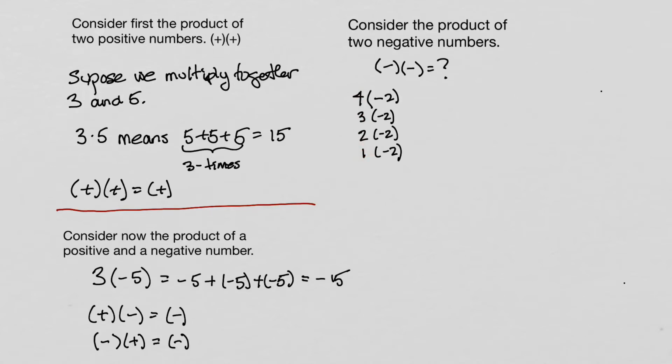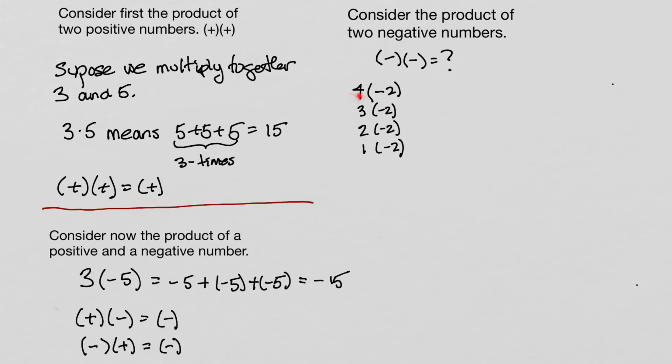Now, we know what these products are, right? We have a positive times a negative, and by the rule we just developed, that's going to be a negative. So this is negative 8. This is negative 6, negative 4, and negative 2. Now, let's just keep our pattern going. We're decreasing by 1. So 4, 3, 2, 1. The next number would be 0 times negative 2. And we know that 0 times any number is just 0.